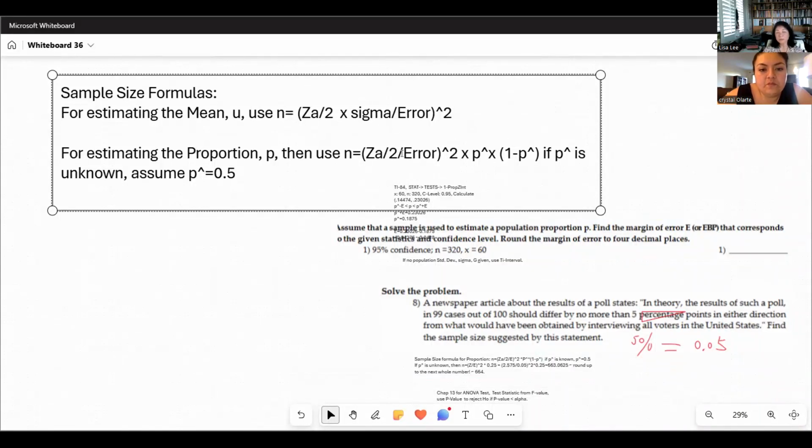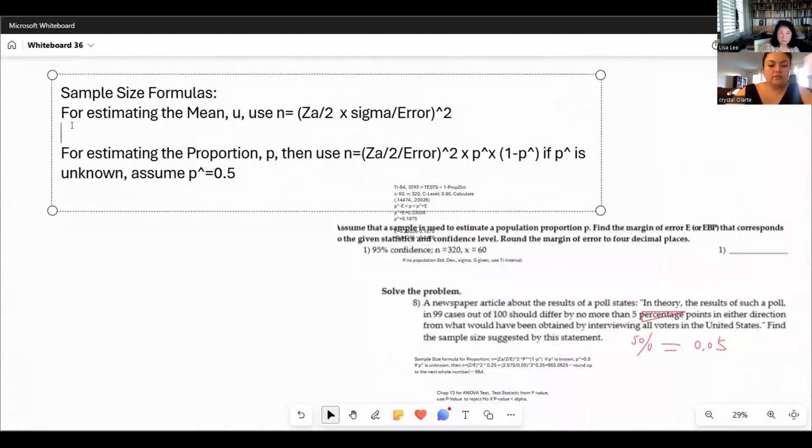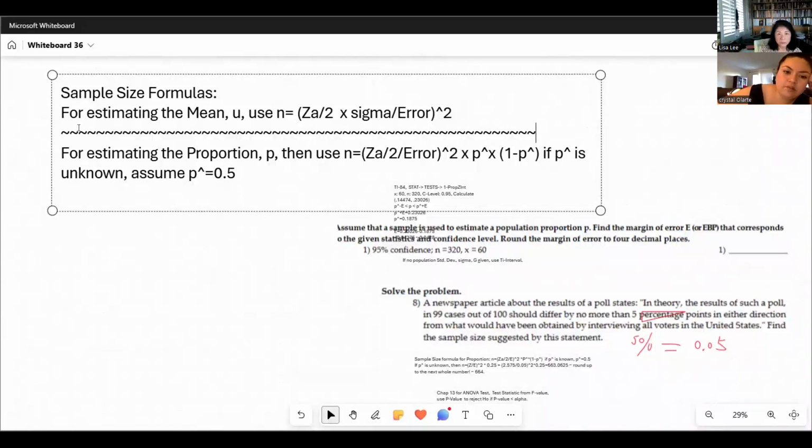No. Sigma should be given, or not given. If sigma is given, you will plug it in here for the mean formula. If sigma is not given, you will use the sample standard deviation, small s. If the population standard deviation sigma is given, we have to use it for the mean. The first one is for the mean. And the second one is for proportion.